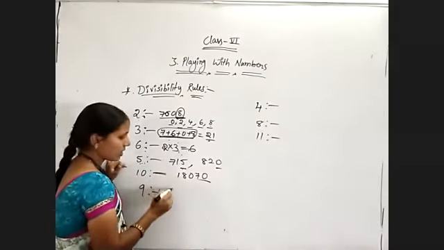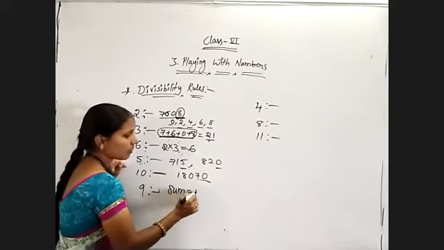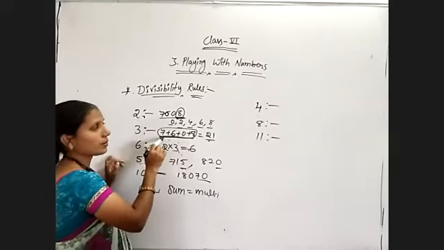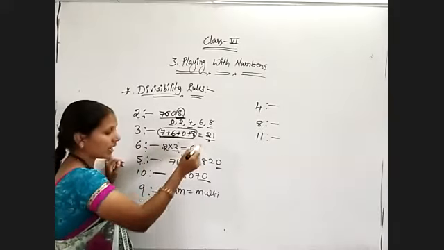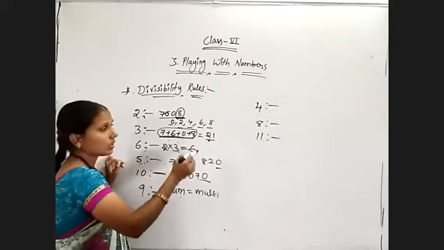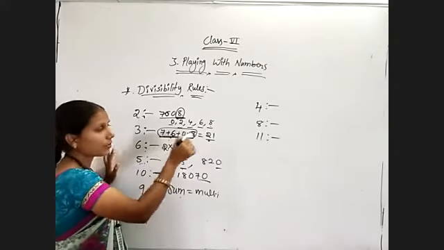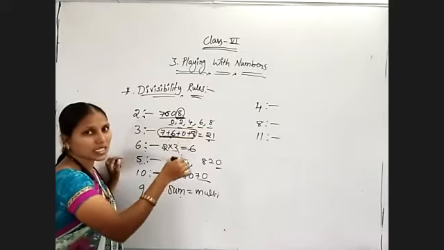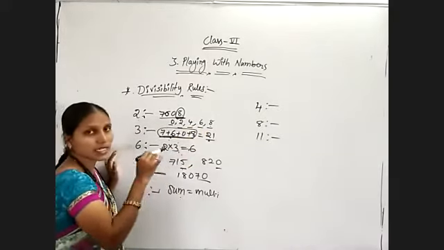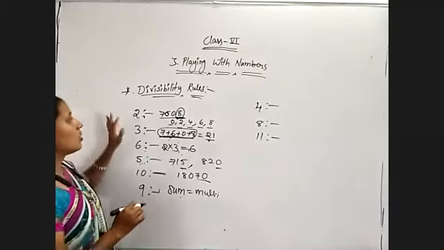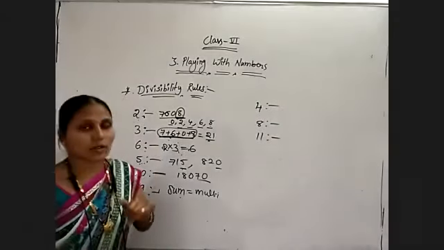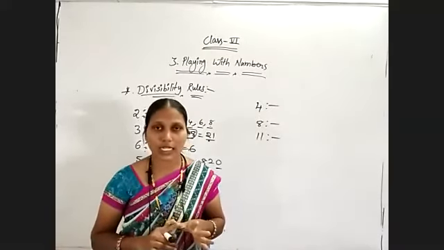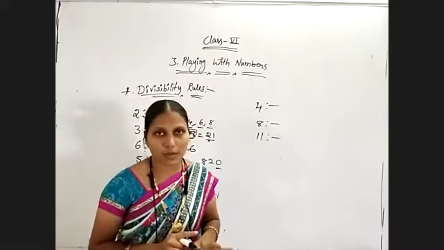For 9, if the sum of the digits is a multiple of 9, then it is divisible by 9. Now if I take this number, I got 21. 21 we will not get in the 9 table, so this number is not divisible by 9. If suppose I got the sum 27, 27 we will get in the 9 table, which means that number is divisible by 9. So what is the divisibility rule of 2? If the number has 0, 2, 4, 6, 8 in its units place, then it is divisible by 2.